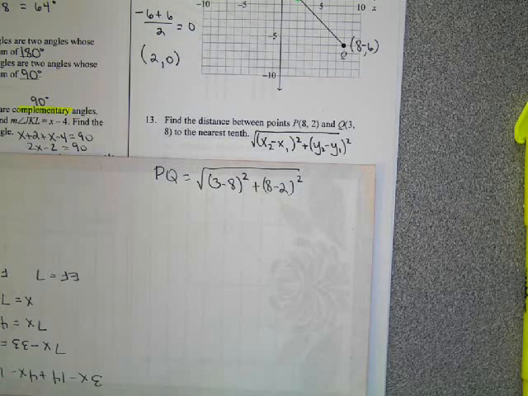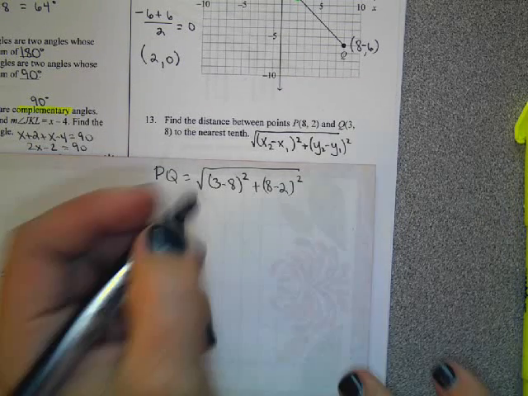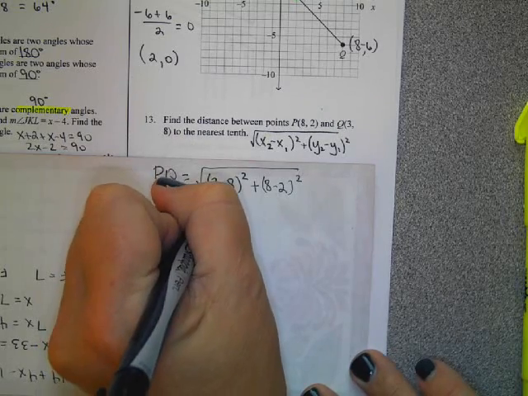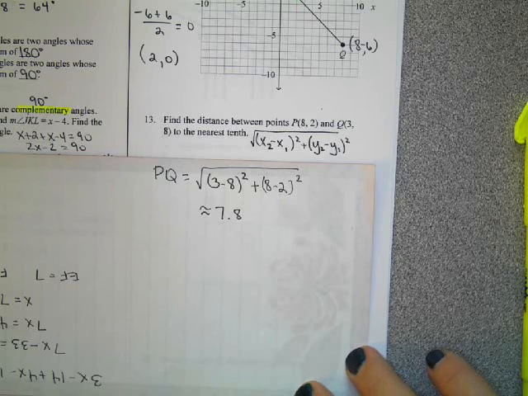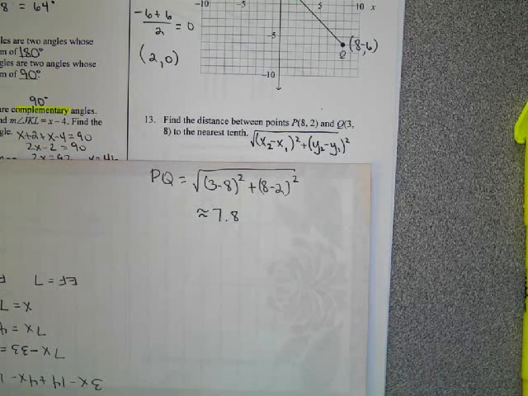Now this can be simply typed into your calculator since we want it to the nearest tenth. So 3 minus 8 is negative 5 squared plus 6 squared. And make sure you take the square root at the end. And it turns out to be approximately 7.8. And don't forget, we'll be using distance formula when we're identifying different types of quadrilaterals later in our exam.